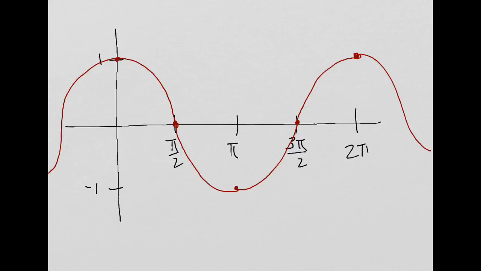So in the next section, we'll finish up 5.3, and we will look at some properties of these graphs and how, as you change the sine and cosine function a little bit, the shape of the graph is going to be manipulated.